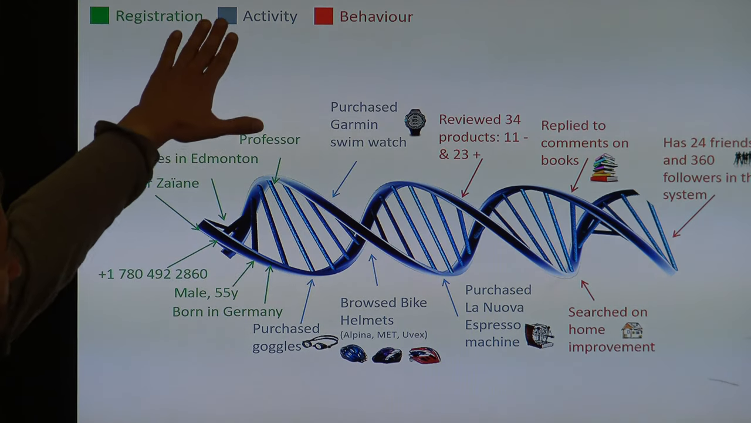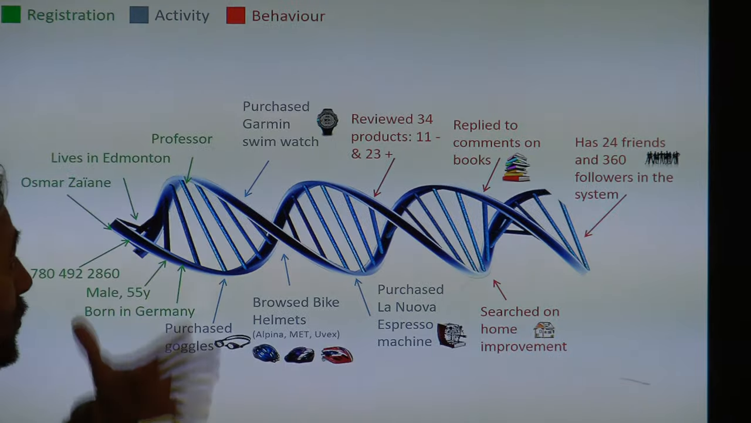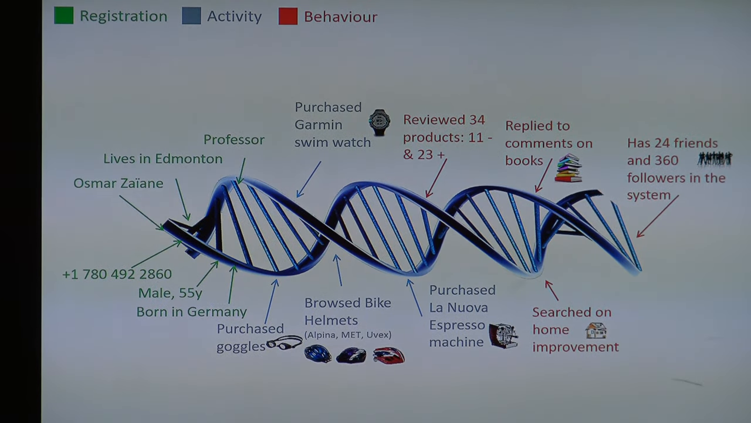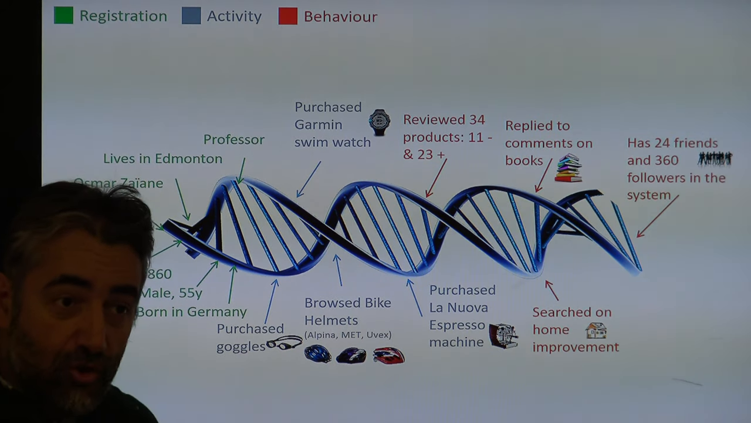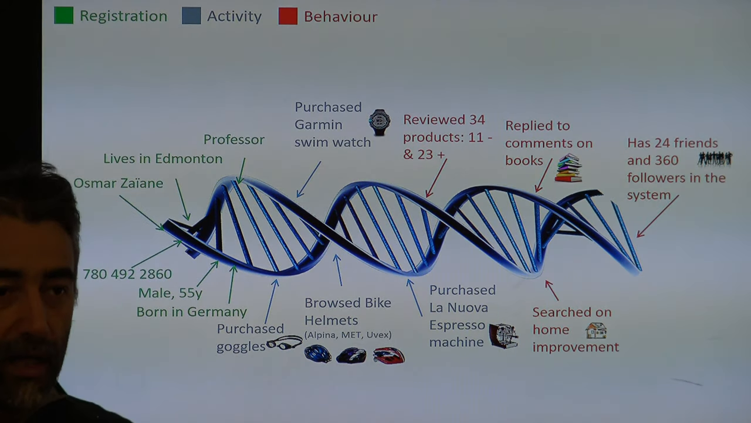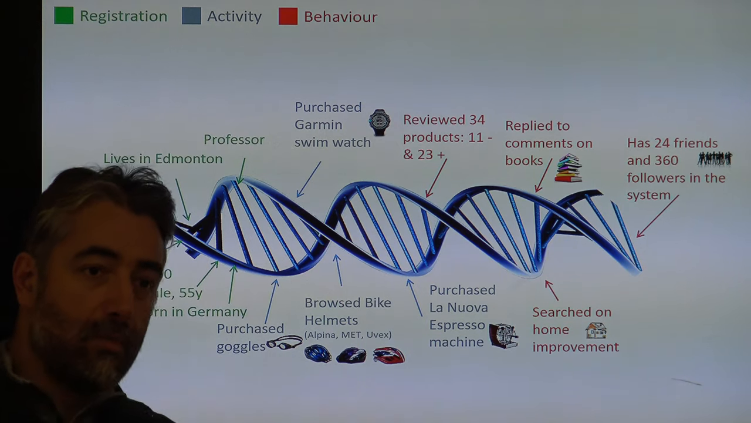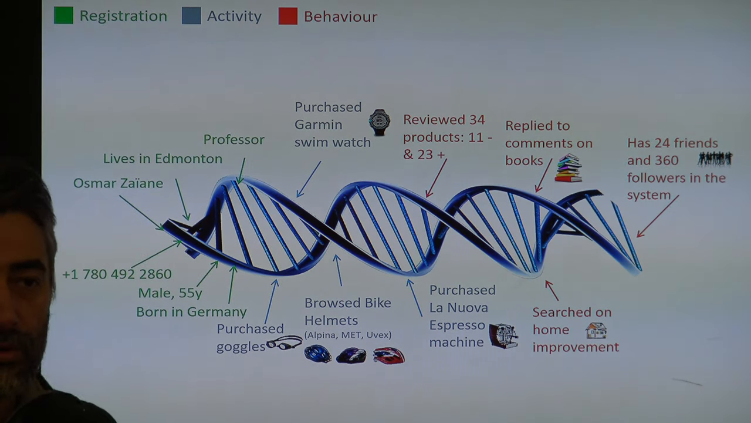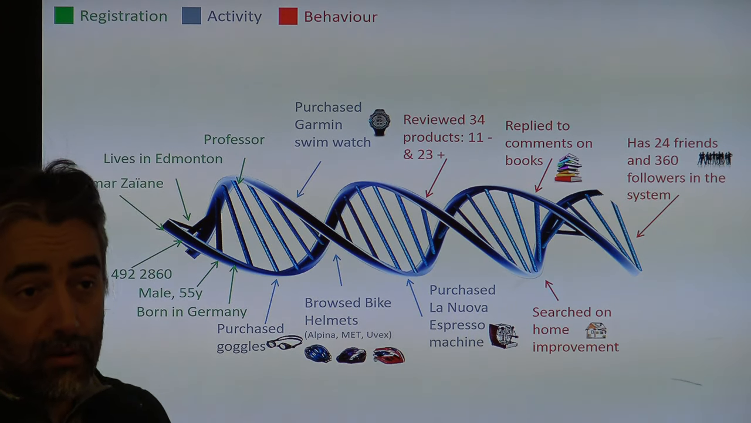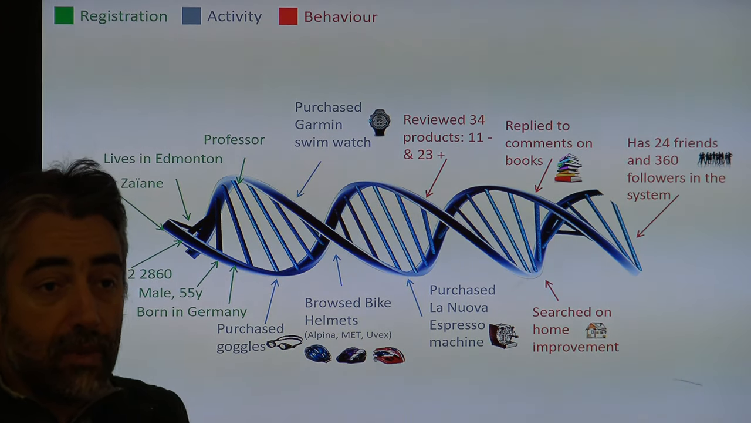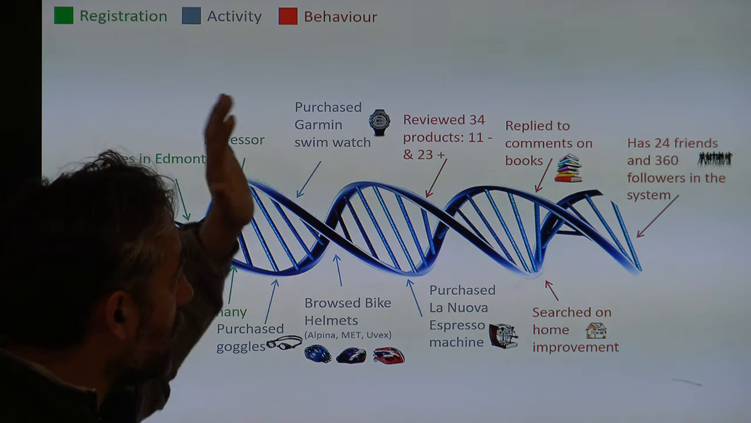It doesn't stop at activities that I have on the website. I have also all the behaviors. For example, I can go and search on their website for products. I didn't buy them, but I search for them. And there's a meaning behind that. I search about home improvement. Oh, maybe he moved to a new house or something like that. I also do reviews of products. I say whether I like them, I didn't like them, about books, about products I bought.